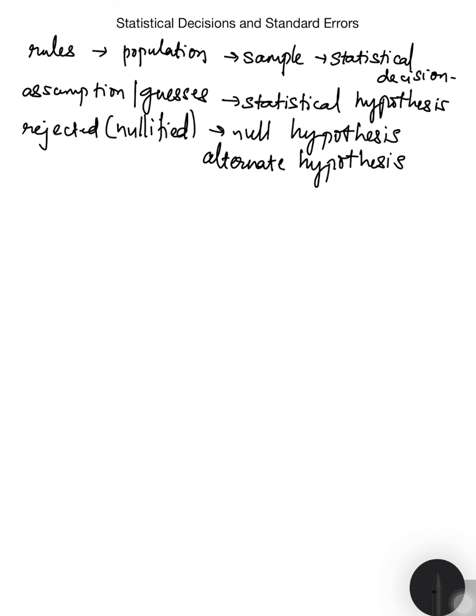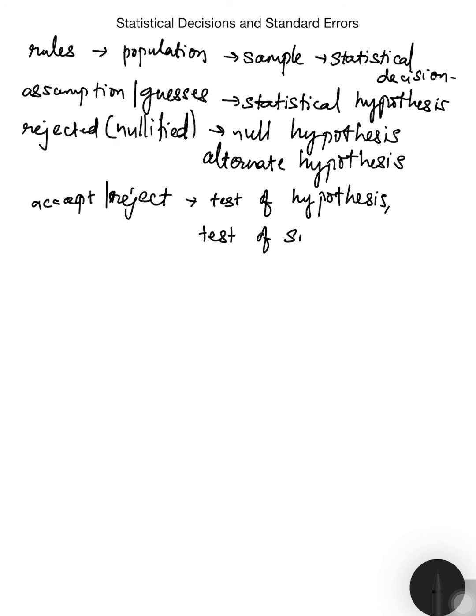Procedures which enable us to decide whether to accept or reject the null hypothesis, or determine whether the observed samples differ significantly from the expected results in regard to the corresponding population, are called test of hypothesis, or test of significance, or rules of decision.